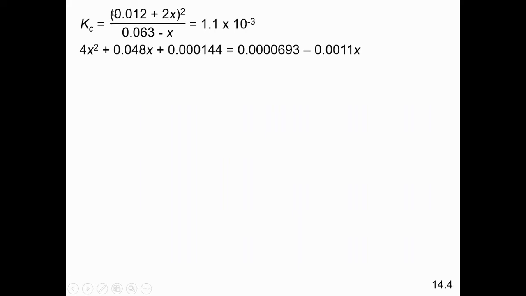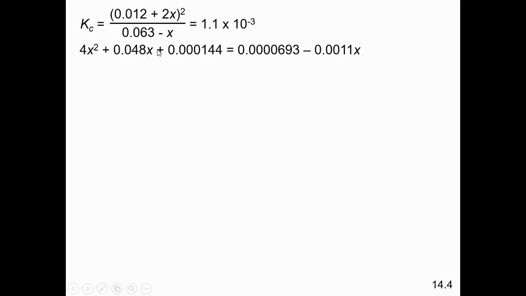So we're going to take this bracket here and square it. 0.012 squared is 0.000144. 2x squared is 4x squared. And then you have to do 2 times this times 2, which is 0.048x for the middle term. Equals, and then I took this number and multiplied it by this. So I crisscrossed to get this.